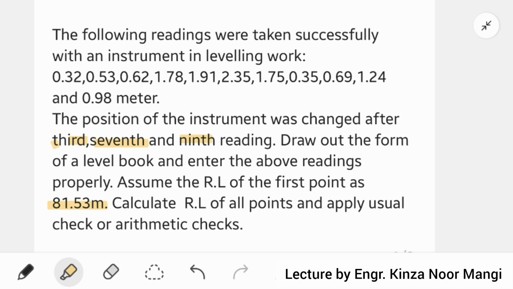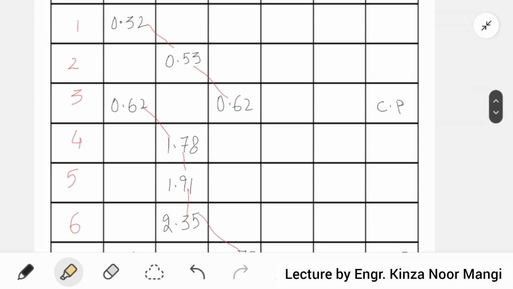mark the positions of the instrument, which are the 3rd, 7th and 9th. From this we will count 1, 2, 3, 4, 5, 6, 7, which is 1.75. Firstly 3rd is 0.62, then 7th is 1.75, and then the 9th one, which is 0.69. So these are the values where the instrument was changed. Now next is to draw the level book. This is how the level book looks like.